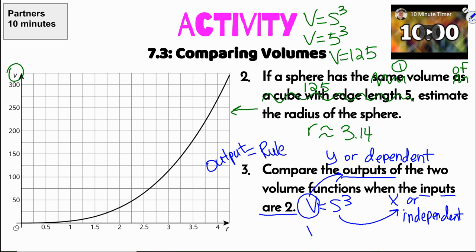And we're going to do that by substituting again. So s becomes 2, so 2 cubed, which actually gives us a volume of 8. 2 times 2 times 2. Okay.